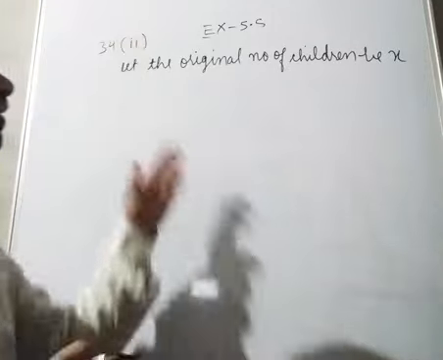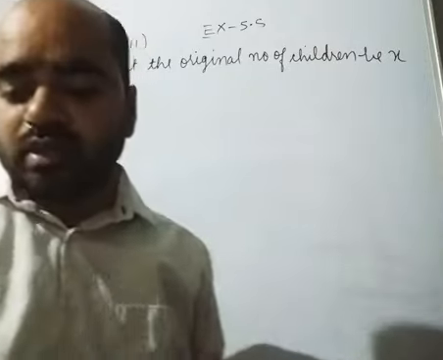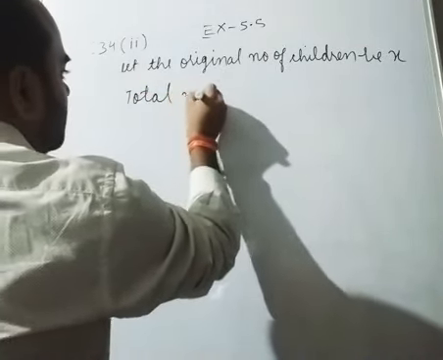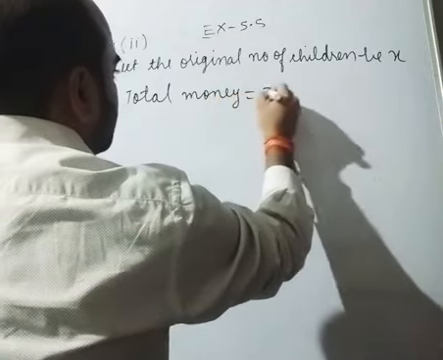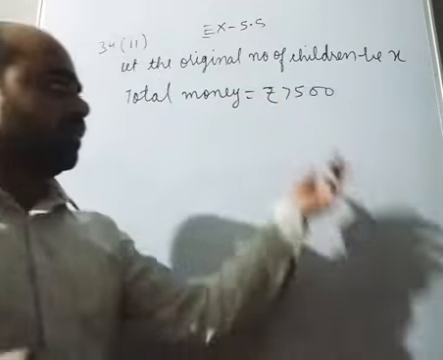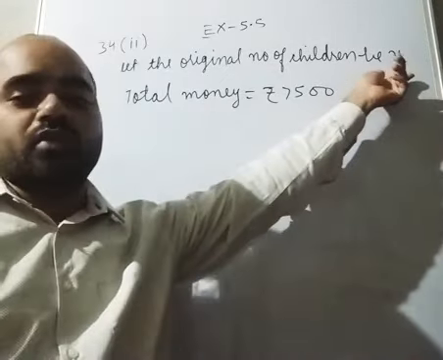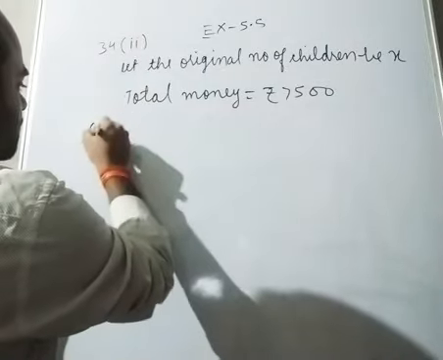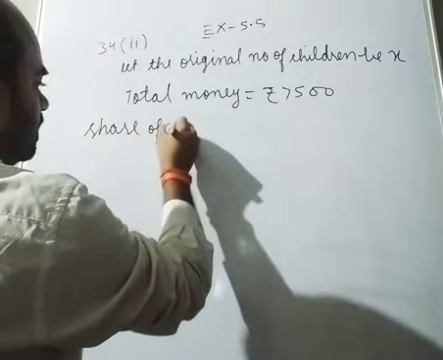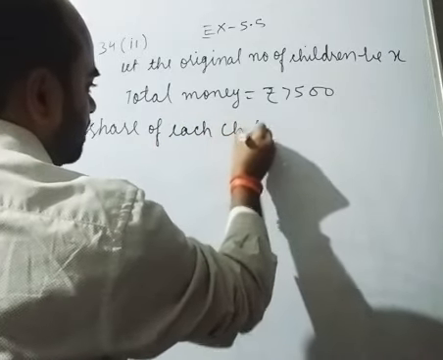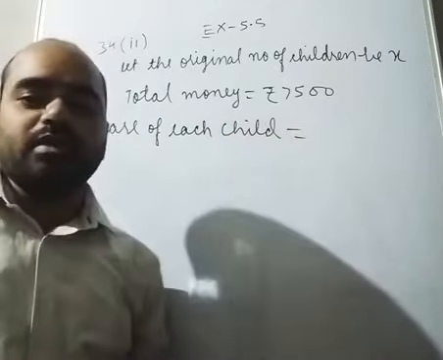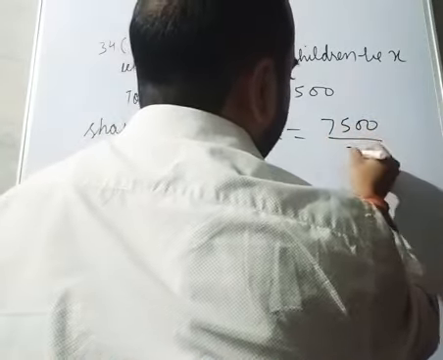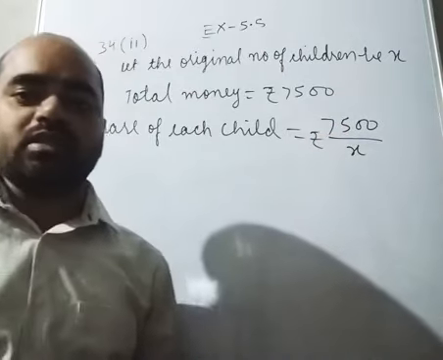Okay, we have supposed let the original number of children be x and the total money is 7500. Now see, total money is 7500 and the original total number of children is x. Can you tell me what is the share of each child? Share of each child means total money divided by total number of students. It means 7500 upon x is the share of each child.